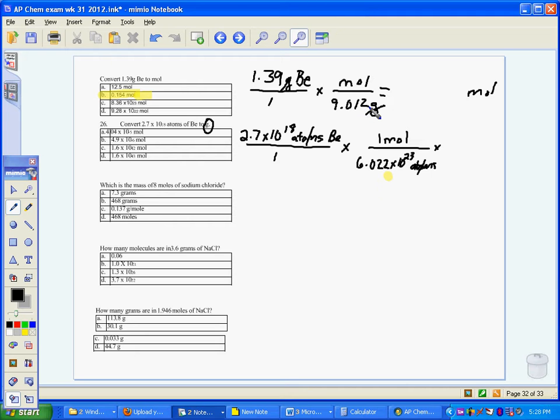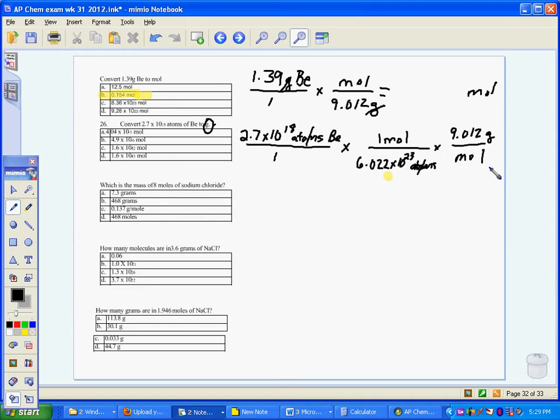So from the periodic table, I've got 9.012 grams per mole. Again, I don't want to sit here and think, do I multiply or divide? I just say to myself, what unit do I want to be on top? What do I want to end up with? I want to end up with grams. So let me just put 9.012 grams on top and mole on the bottom.